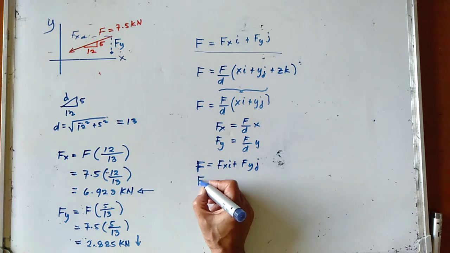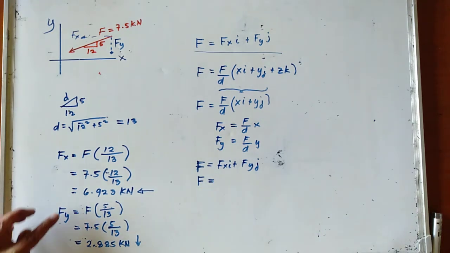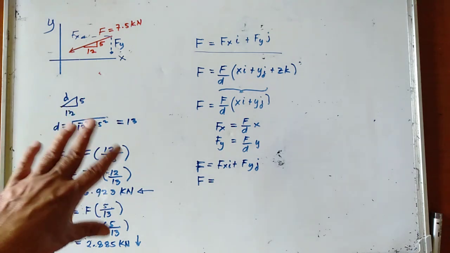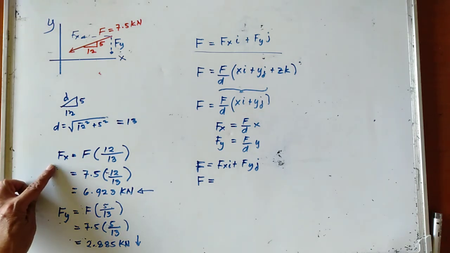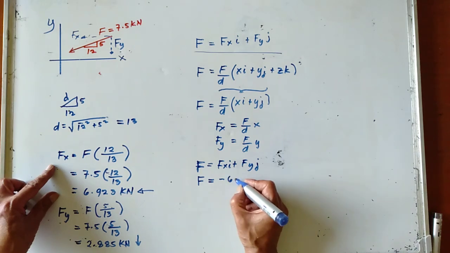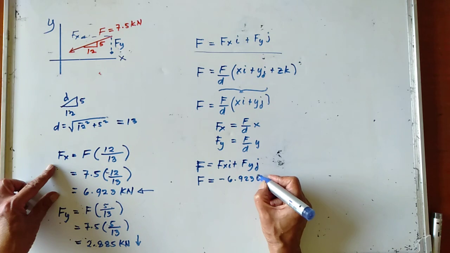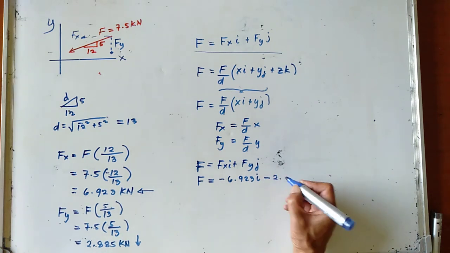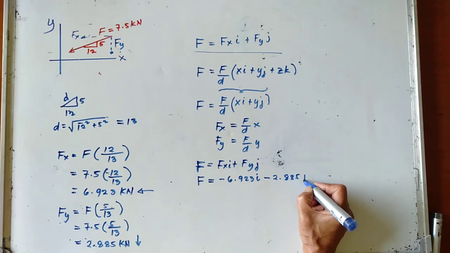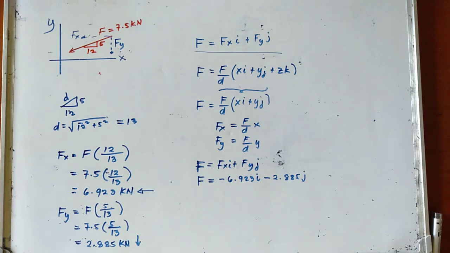So the vector F in here is now equal to, so your Fx is 6.923 kilonewtons to the left. Okay, so to the left is negative. From your sign convention, forces going to the right are positive and forces going to the left are negative. And forces going upward are positive and forces going downward are negative. Since the component in the x-axis is going to the left, we have negative 6.923 i. And the component in the y-axis is going downward, so we also have negative 2.885 j. Okay, so this one is in kilonewton.